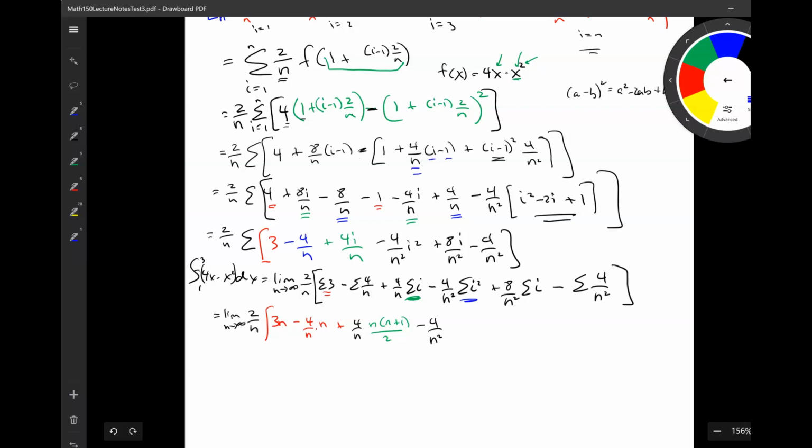And then this, we remember, is n times (n plus 1) times (2n plus 1) over 6. Then I have plus 8 over n squared, the summation of i. Again, that's n times (n plus 1) over 2. And then this minus 4 over n squared, and that's adding that up n times. Okay, so now I'm going to take the time to multiply this 2 over n inside. I'm going to cancel as I go. So this will give me 6. So these two n's will cancel. So this will give me minus 8 over n.